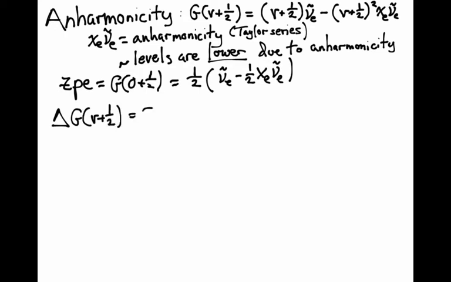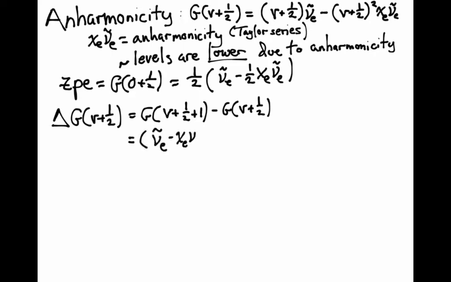Now for spectroscopy we care about energy differences, so delta G of v plus a half is equal to G of v plus a half plus 1, that's the final quantum state, minus G of v plus a half, that's the initial quantum state. And without further ado, if you work out the math, which is done in the notes, this comes out to nu e minus xe nu e minus 2 times v plus a half times xe nu e.